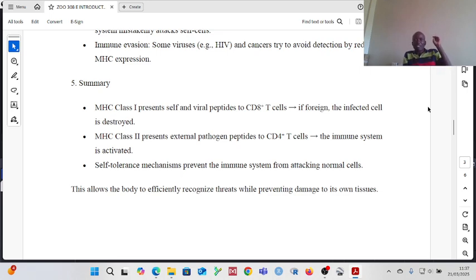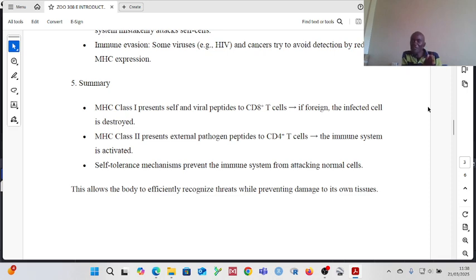So if there is self-tolerance. Self-tolerance means your body is able to tolerate its own cells. So the self-tolerance mechanism is what helps to prevent the immune system from attacking normal cells. Okay? So if that self-tolerance and the ability of the MHC class 2 and MHC class 1 to work efficiently, that is now what will enable your body and its immune system to recognize threats.